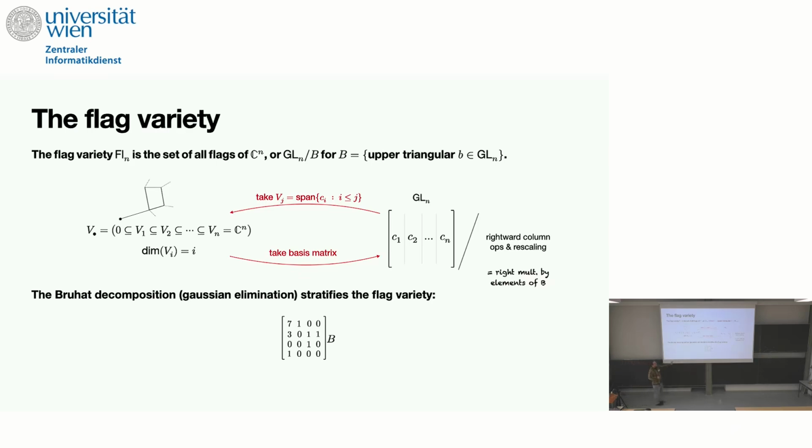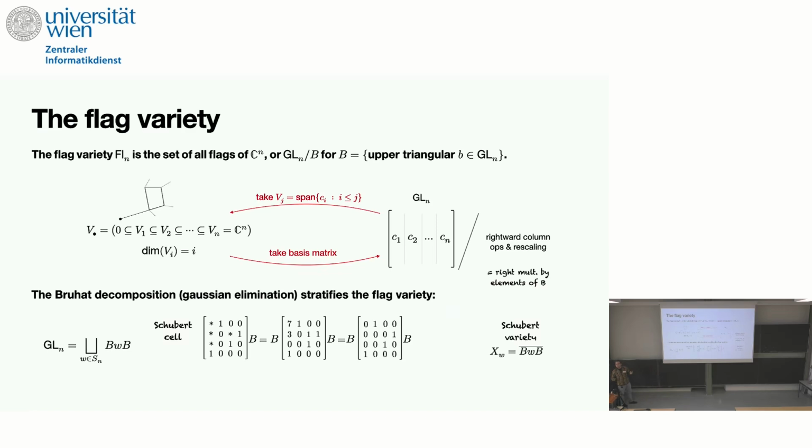And now I can ask, what if I were to act on the right by B? So if I were to do upward column operations, could I possibly get something simpler? And the answer looks something like this. You end up with a permutation matrix with some stars placed in it. And this is called a Schubert cell. And it's a theorem that the general linear group decomposes as a disjoint union of Schubert cells.